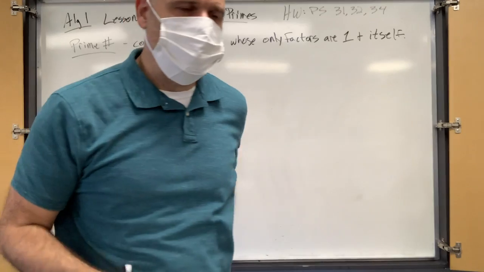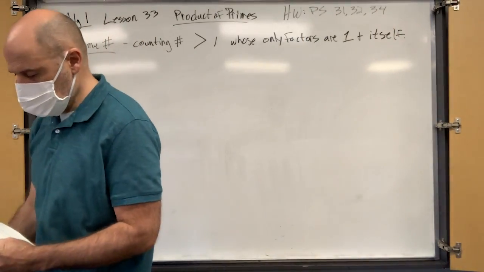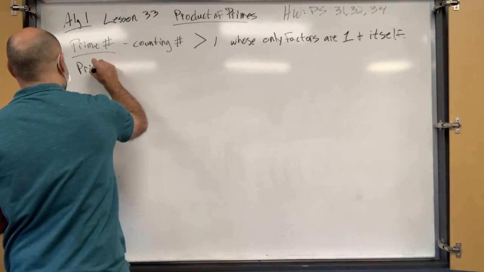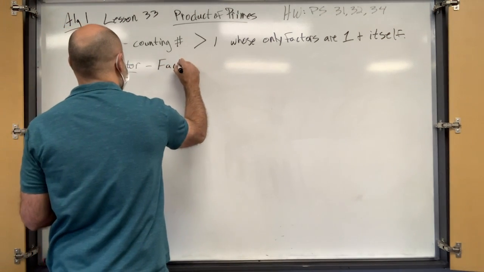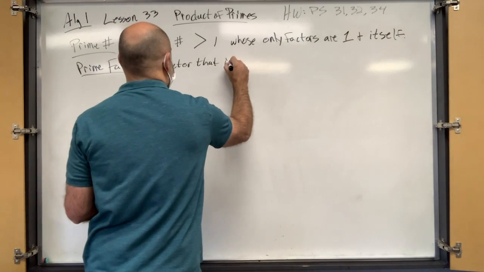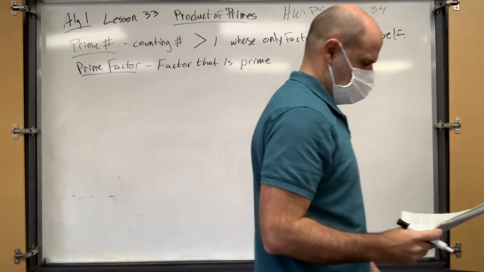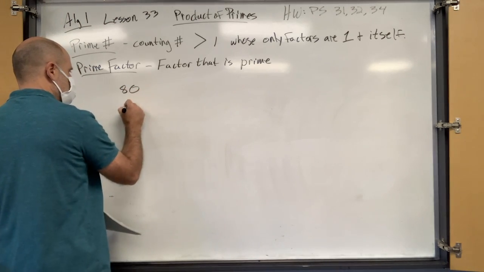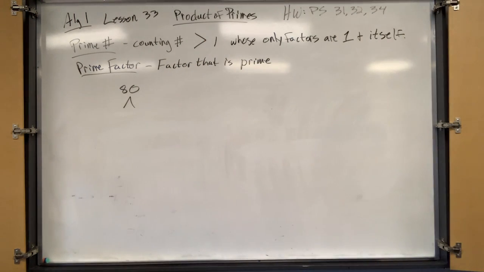Okay. So a prime number is a counting number greater than 1, so not 1, whose only factors are 1 and itself. A prime factor is just a factor of a number that's prime. A factor that is prime. So let's just take any number. Let's say 80. Now you can probably do these in your head, but there are a lot of numbers to keep track of, so I wouldn't recommend it. So we use this method.